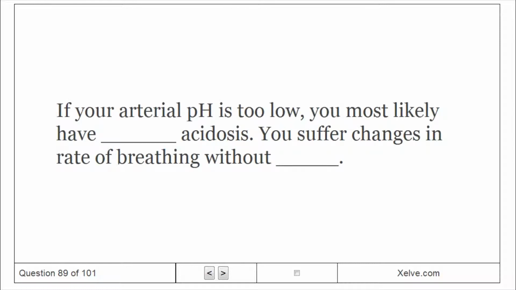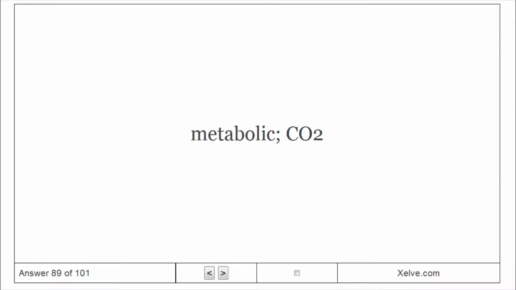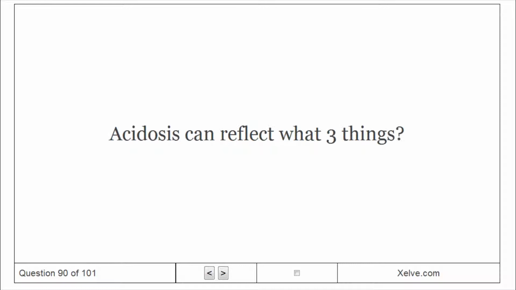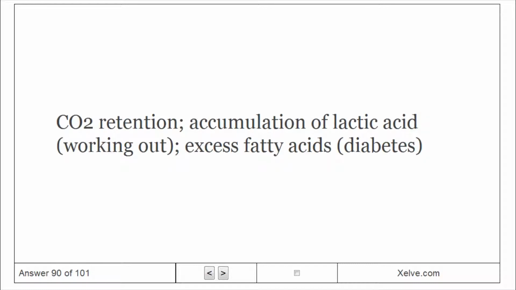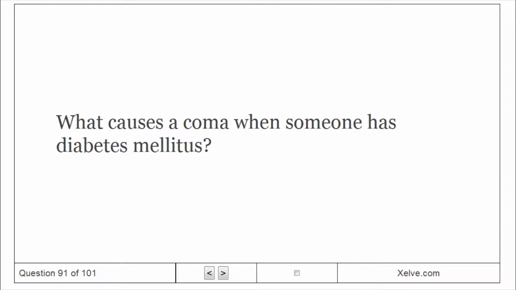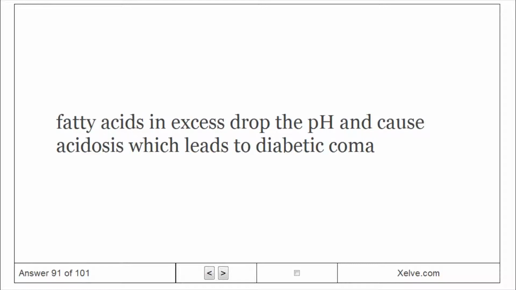If your arterial pH is too low, you most likely have blank acidosis, you suffer changes in rate of breathing without blank metabolic CO2. Acidosis can reflect what three things? CO2 retention, accumulation of lactic acid, excess fatty acids. What causes a coma when someone has diabetes mellitus? Fatty acids in excess drop the pH and cause acidosis, which leads to diabetic coma.